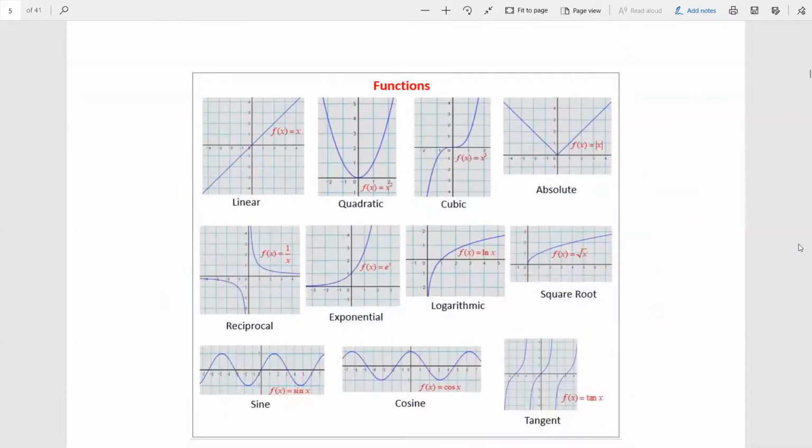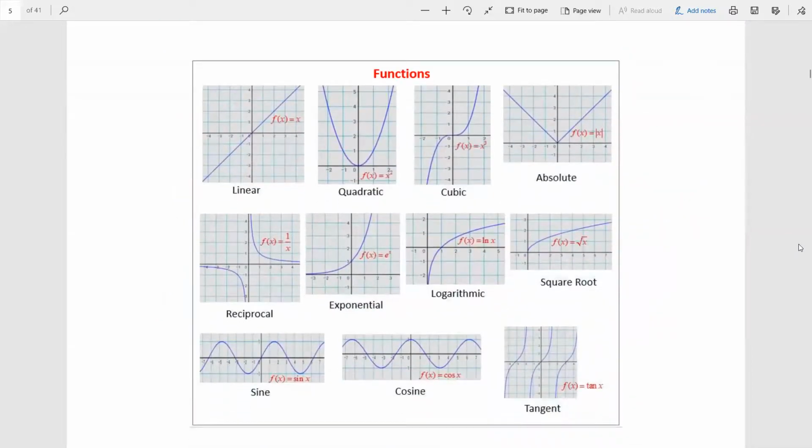Now, we're not going to get into everything you see here, but if you look on the internet or in any math textbook, you're going to see all kinds of functions. Every one of these is a function. Each one has an x variable and a y variable, each one passes the vertical line test, and there are all kinds of shapes of functions. We're not going to get into every one of these.